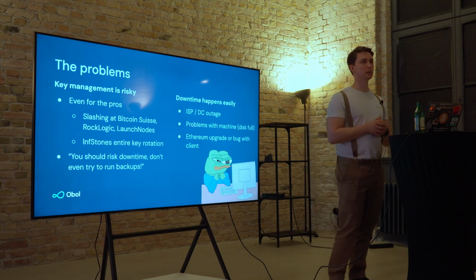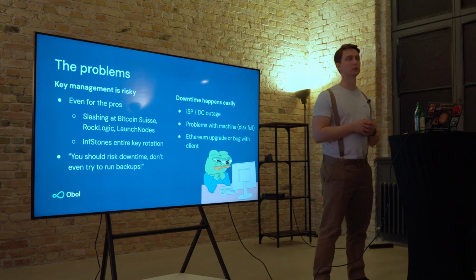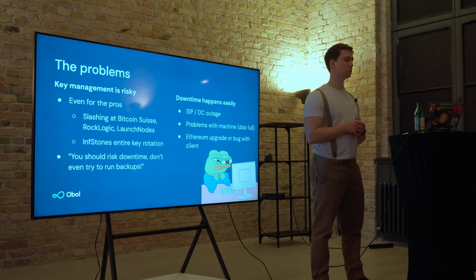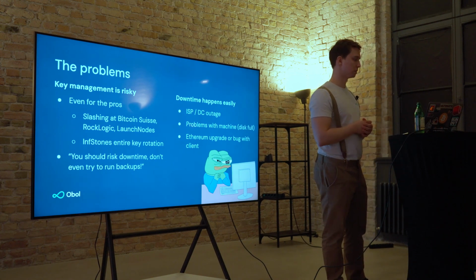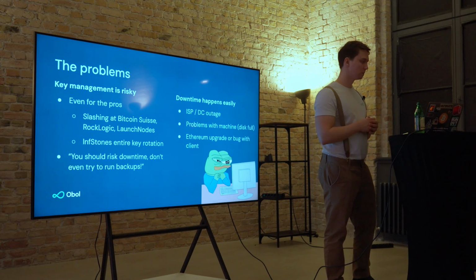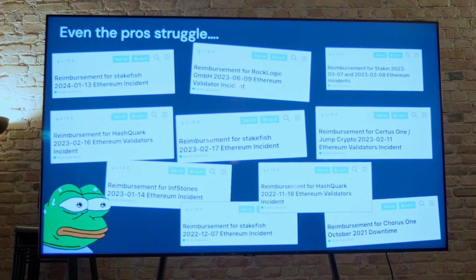You might have a problem with your machine, like filling up a disk. The chain's growing all the time. If you're not monitoring your disk, the disk might get full, and then you go down. Or there might be an Ethereum upgrade. Let's say you forgot to upgrade your node, and there was a big fork that went through, and now you have problems. Or there could be a bug with one of the clients that you're running. So there are a lot of reasons why things might not stay online 24/7. And even the pros struggle with this. If you go on the Lido forums and Google incident, these come up.